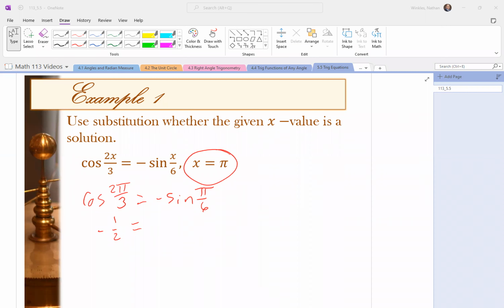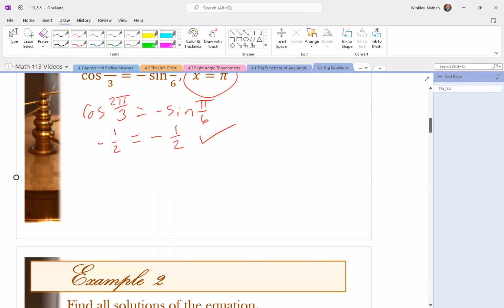So for the value of minus sine of pi over 6, we're going to have minus, and then the sine of pi over 6 from the unit circle is 1/2. So in this case, they both equal each other, and therefore x equals pi is a solution.